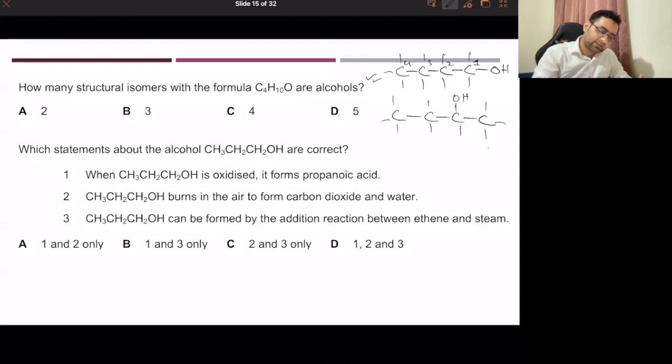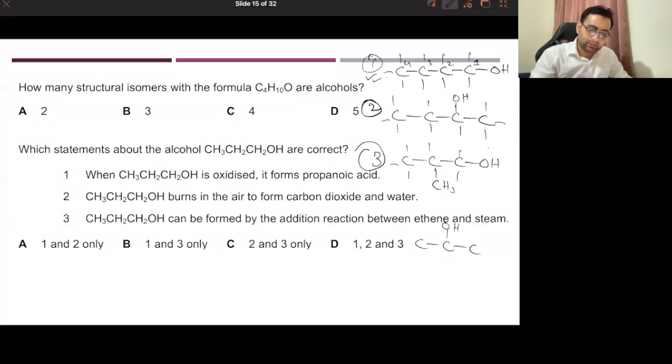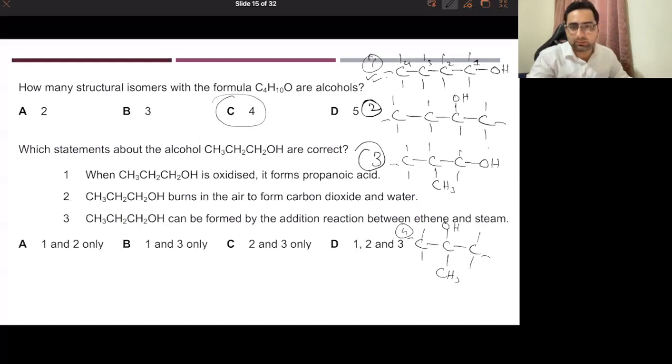And third is 1, 2, and 3. You are going to attach it at this carbon. This is the number 3 isomer. And number 4 is 1, 2, and this. Here you have OH. So there is 1, number 2, here number 3. And number 4 is here you have this methyl group, 1, 2, 3, and this is number 4. So there are 4 isomers of alcohols possible.